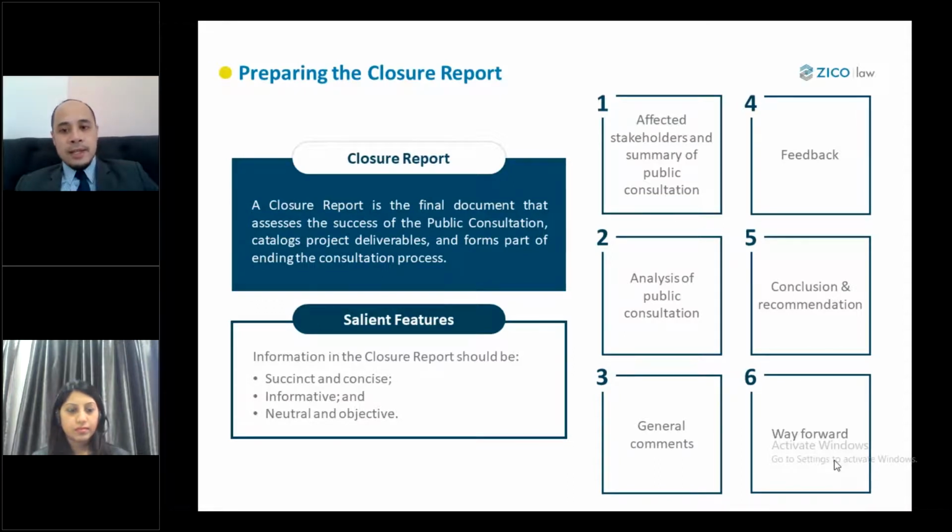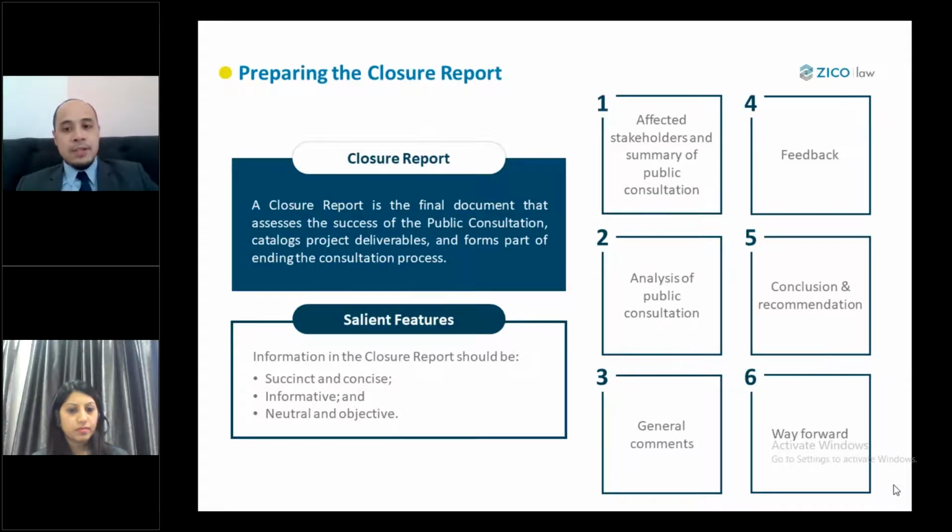Now, the secret to writing a good closure report, number one, is to be very succinct and concise. This means that you have a lot of information from your consultation session, but you need to filter what you want to communicate. And this can be done in a very effective way by condensing it into charts, graphs, tables, and summarizing that lengthy information.